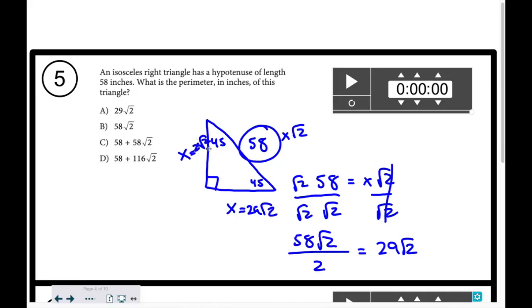And in the end, it's asking for the perimeter. So 29 root 2 plus 29 root 2 plus 58 is 58 plus 58 root 2. So 29 and 29 make 58. So we just have to know that an isosceles right triangle is really just telling you that it's a 45, 45, 90. So any questions on that? All right, makes sense. Good.